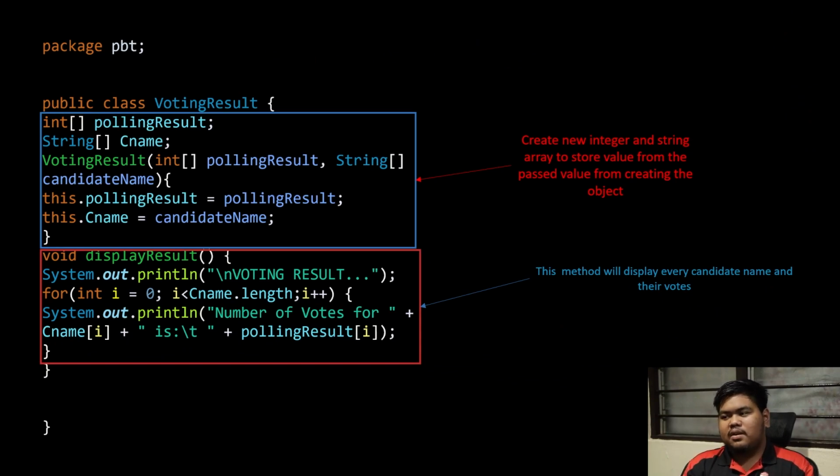So here is the class voting result. And here at the top we have created a new integer and string array to store values from the past values when creating the object. So basically the same as the polling, where we pass the value of the array that contains the data, and then those values that have been passed will be copied into another array in this class. So then we have the method display result. In this method, it will display the name of the candidate and how many votes they have gotten. And let's see the code.